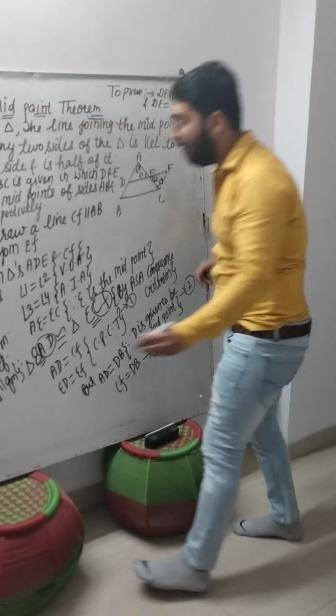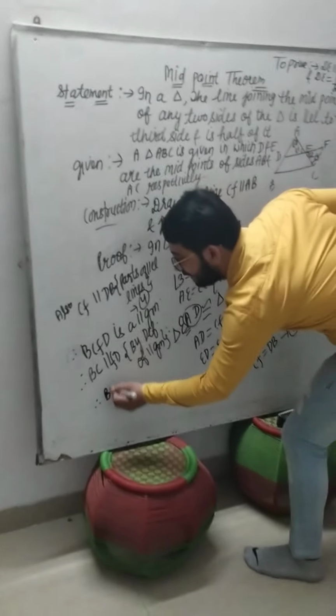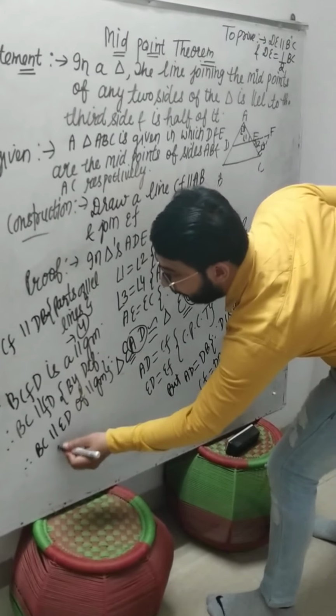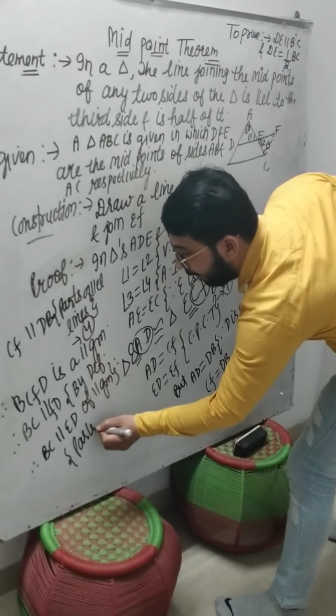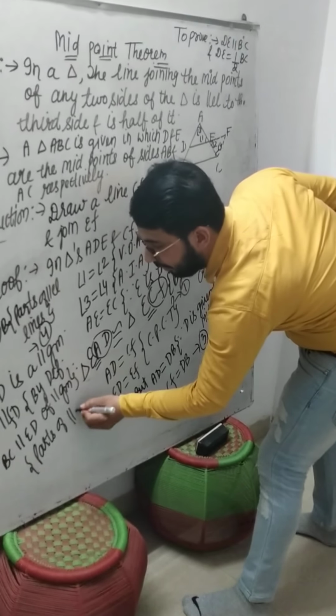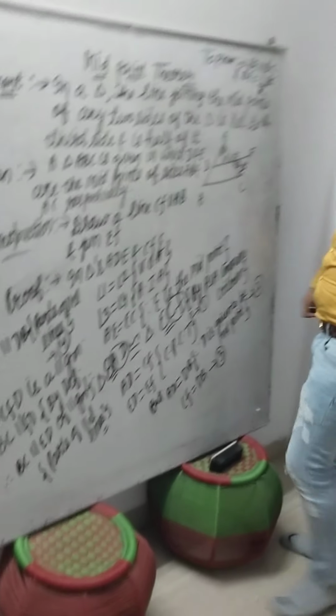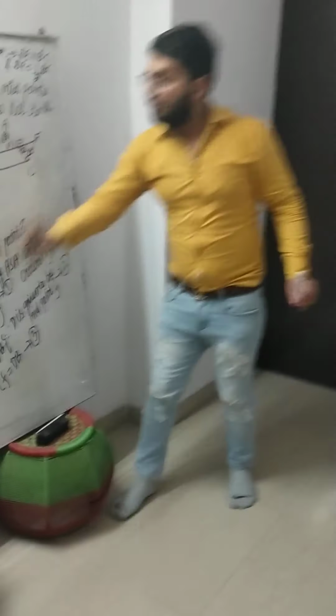How? Parts of parallel lines. Therefore BC is parallel with what? ED. How? Parts of parallel lines. Now, the first part we have proved.